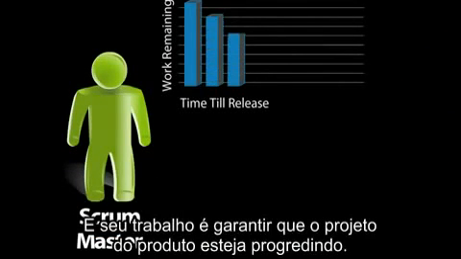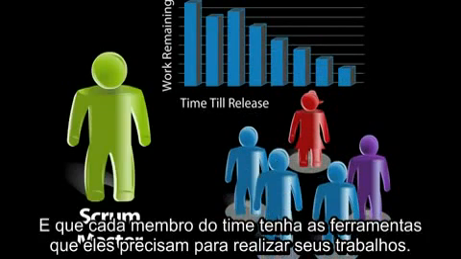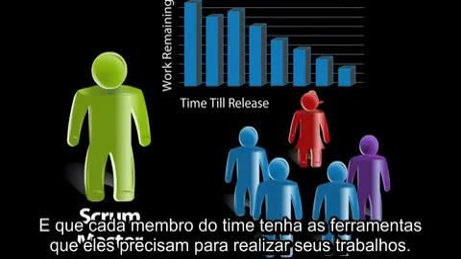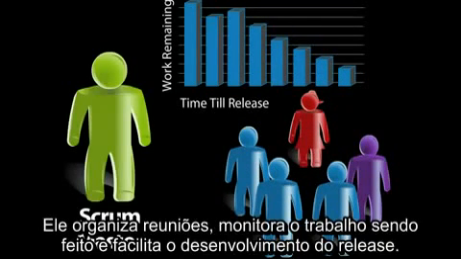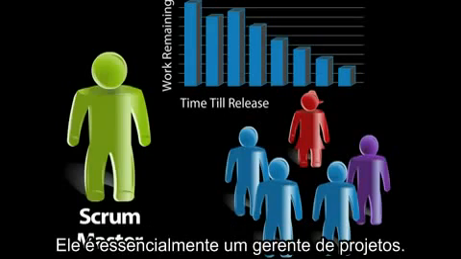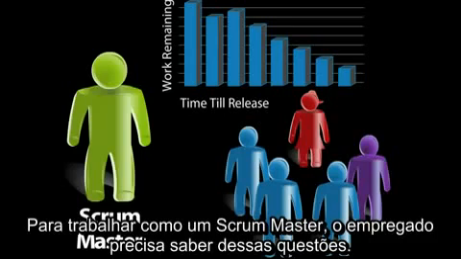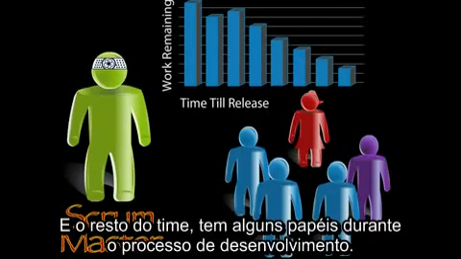He's the Scrum Master, and his job is to make sure the project is progressing smoothly and that every team member has the tools they need to get their job done. He sets up meetings, monitors the work being done, and facilitates release planning. He's essentially a project manager, but that's such a boring title, so we'll call him a Scrum Master to imply he knows some jiu-jitsu. And the rest of the team has similar roles to other development processes.